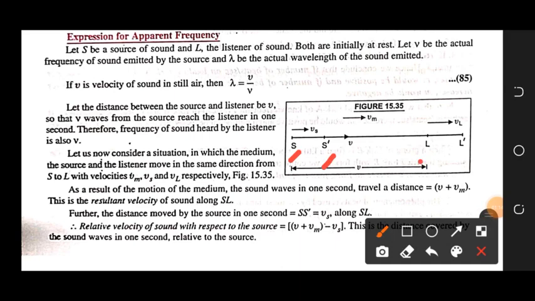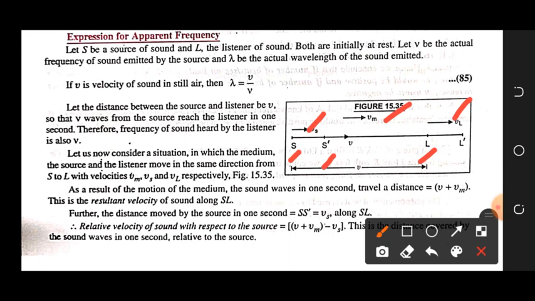This is L, the listener. First of all, these two points, source and listener, are at some distance and they are stationary, at rest. Now the medium, you can see, is moving with some velocity vm. Now if the source starts to move with velocity vs and the listener starts to move with velocity vl, then obviously the whole system will start to move with some velocity. Or you can see it simply: the velocity of sound is v.